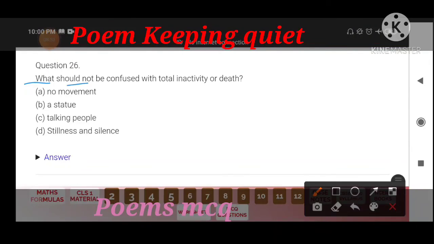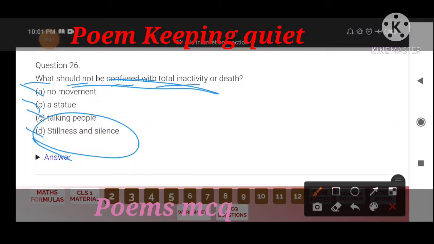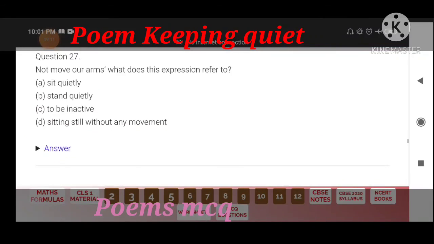What should not be confused with total inequality or death? No movement, a statue, talking people, stillness and silence. Answer is stillness and silence. Not to be confused with total inequality or death, stillness and silence.